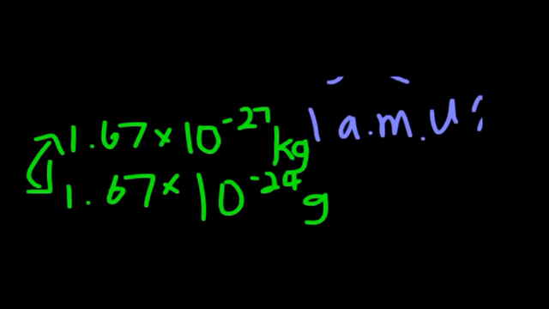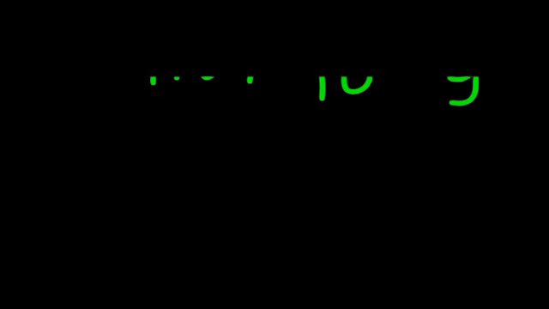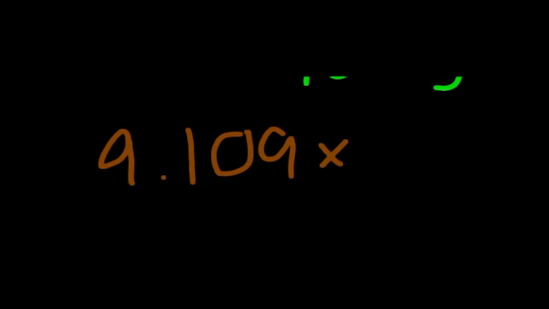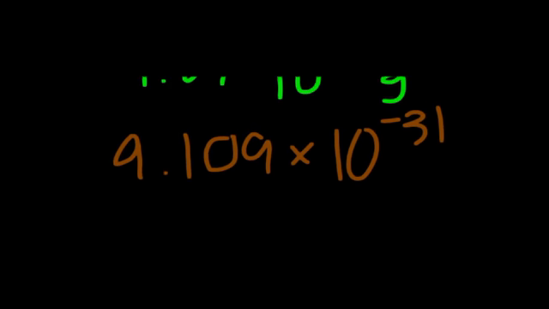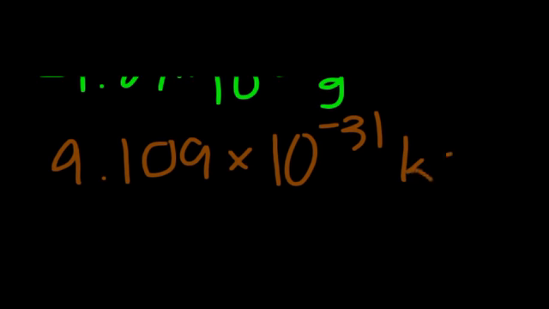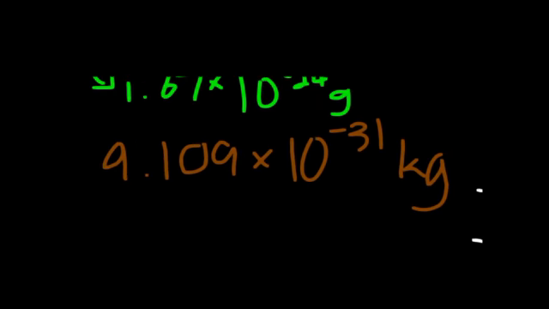And that means I'm going to show you what the mass of an electron is. It's very small compared to a proton and neutron. I believe it's 9.109. Get your drum rolls ready. Times 10 raised to the negative 31 power kilograms. As you can see, that's very small.